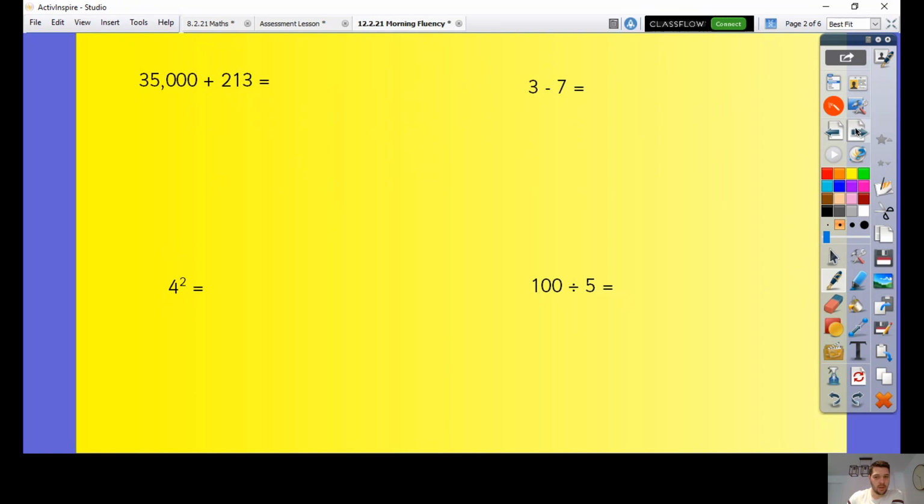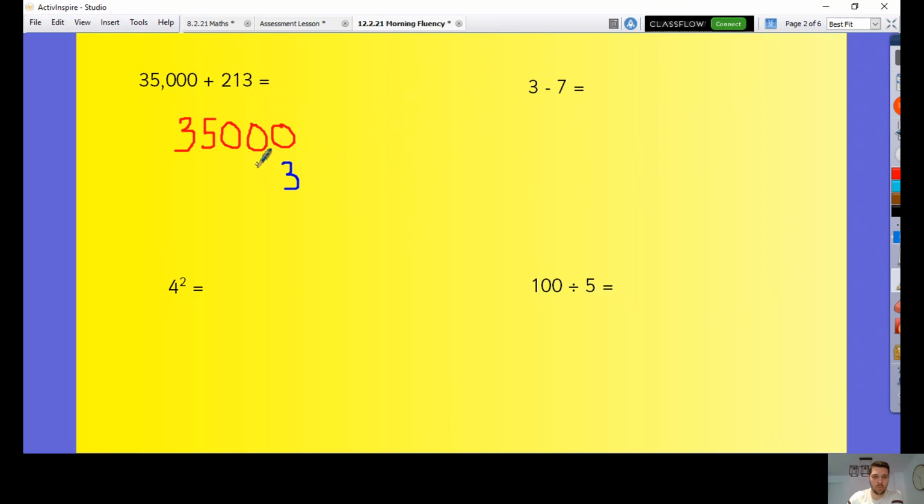So 1,000 plus 213. I have got 35,000 plus, I wanted to show you this today, 213. So I've got 3 ones, 110 and 200. I know looking at those numbers that nothing else is going to change before it. So I'm almost just going to pretend that they're not there. And I'm just going to do my zeros plus 213. So it's 213. And now I'll just add my 35,000 back in.